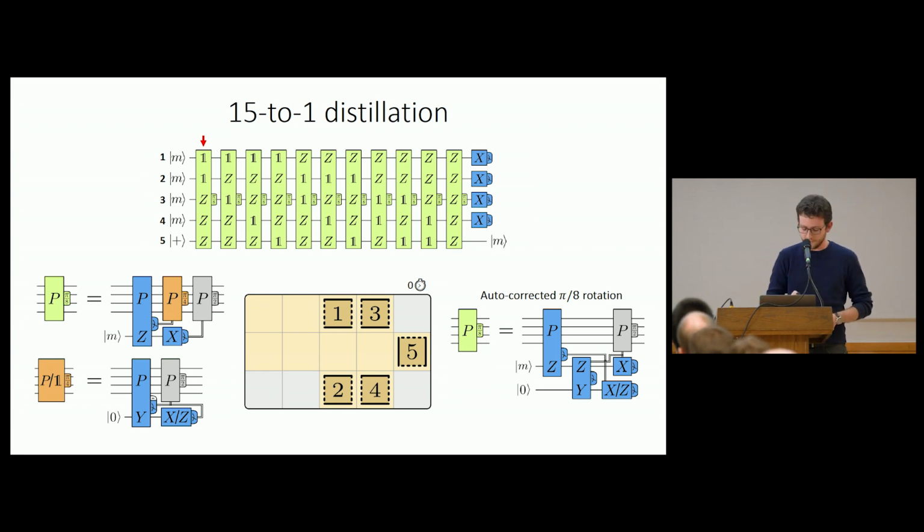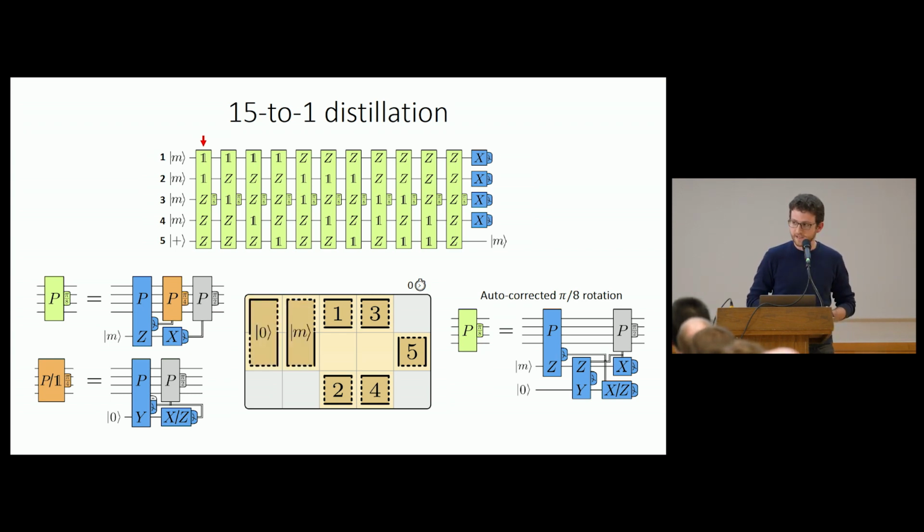What the circuit tells you to do, if you want to perform a π/4 rotation, is you initialize a magic state and a 0 state, and then you measure P times Z, so in this case, Z times Z times Z times Z, and at the same time, you measure Z times Y between the magic state and the 0 state. Depending on the outcome of the PZ measurement, you measure the 0 state either in the X basis or in the Z basis, basically either performing a correction or not.